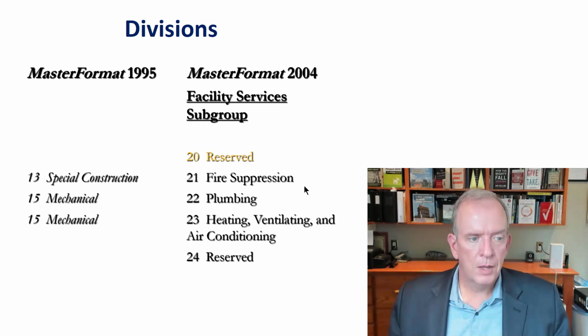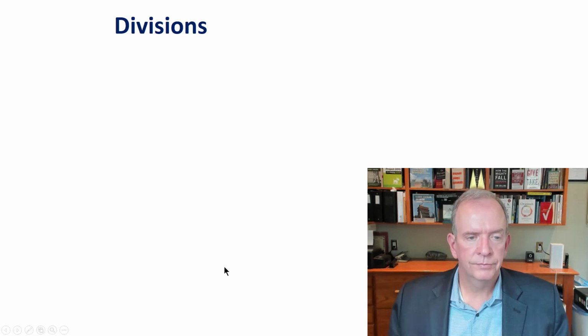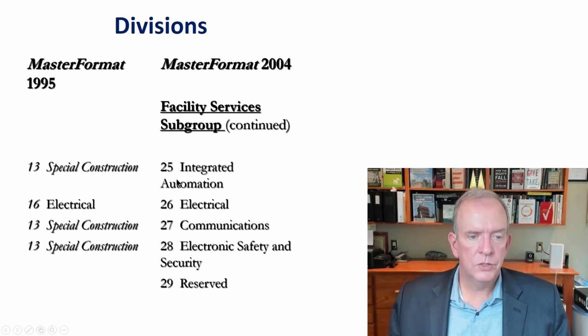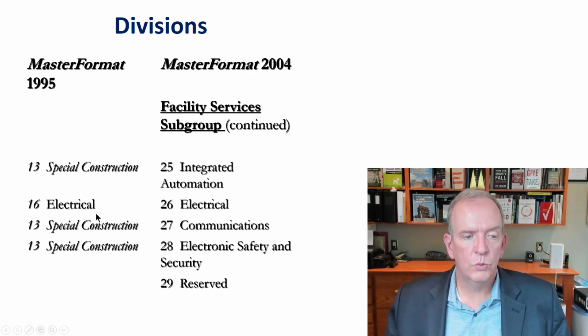So mechanical, that's under 15. That gets spread up because, again, they're big issues on their own. Plumbing is under 22. HVAC is under 23. And again, you can see some reserved sections still. Special construction, integrated automation. So now it's under this area for that. So special construction, you can see, is broken out into a whole bunch of different areas because it was getting jammed up with a lot of things under it. Electrical, which was 16, is now 26.